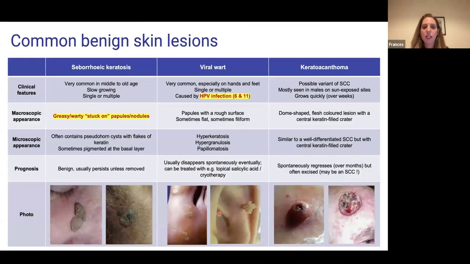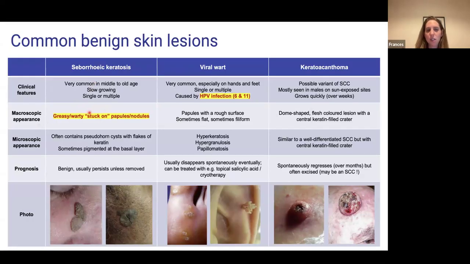So when we think about skin lesions, we can think about the ones that are benign and then the ones that are obviously malignant. In terms of the benign skin lesions, the ones you need to know about is probably seborrheic keratosis. So this is different than seborrheic dermatitis. I know it's confusing, just be aware of that terminology. Seborrheic keratosis is very, very common. You see it in a lot of individuals, very slow growing, tend to be single or multiple.